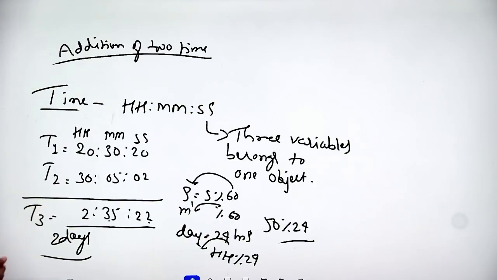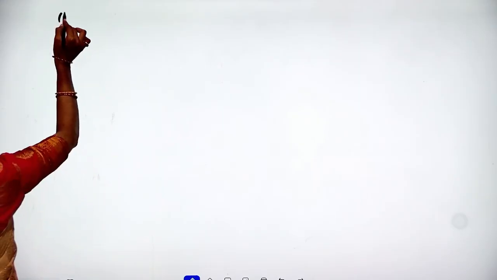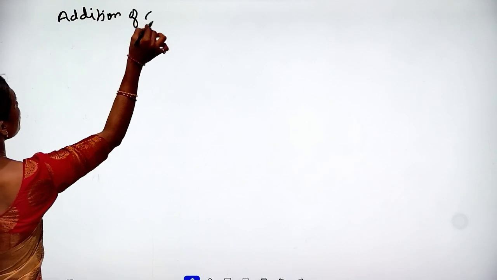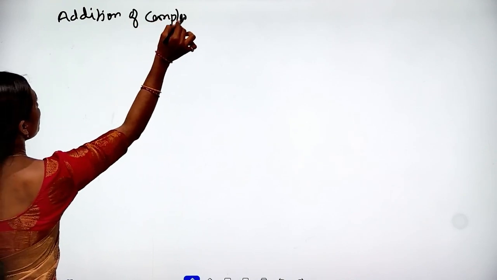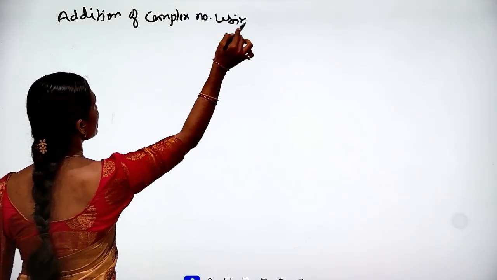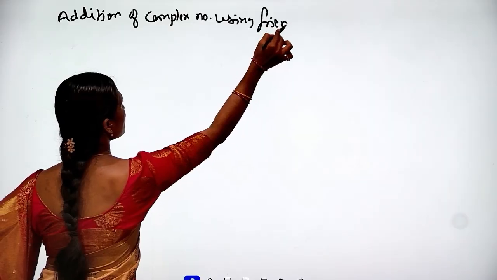So in this case, we need overloading. Let's take one program for understanding this. That is addition of complex numbers using a friend function. What are we doing? Using friend.